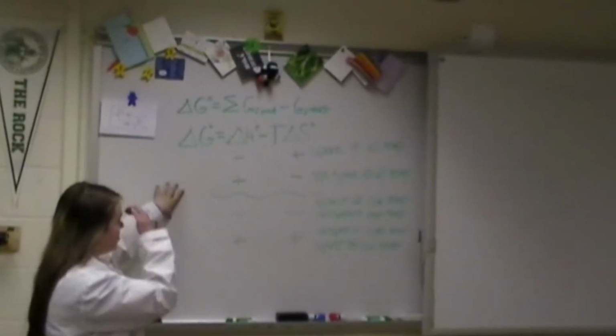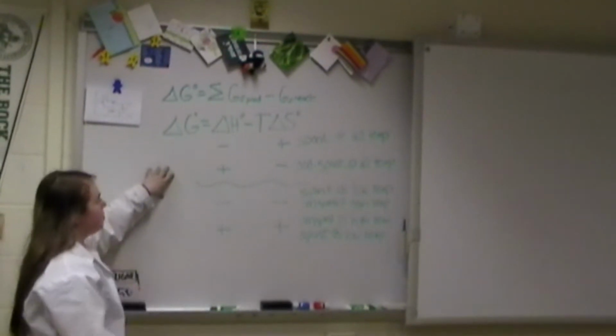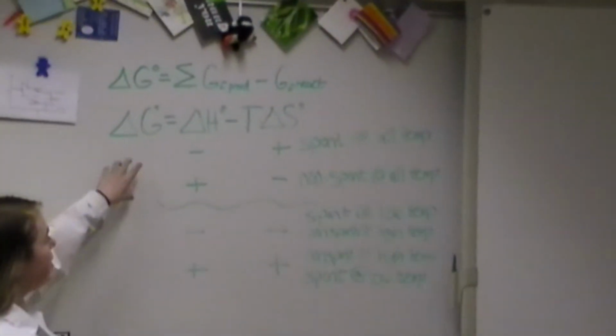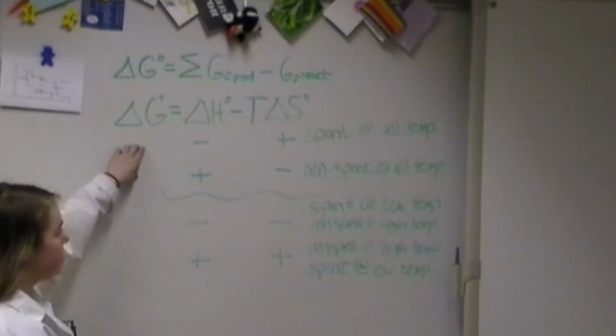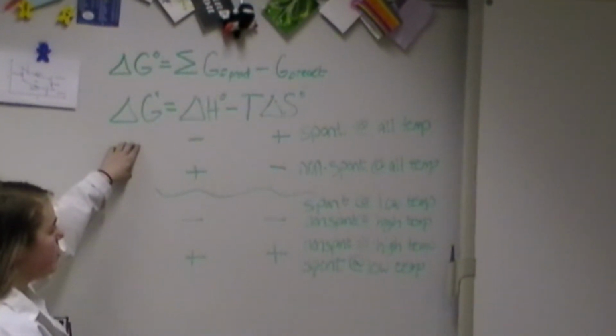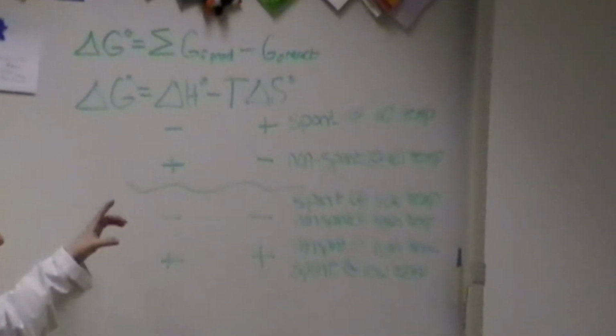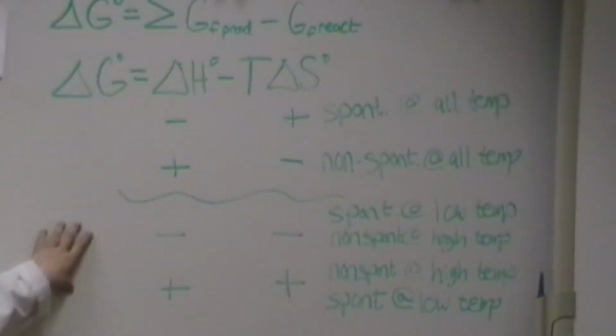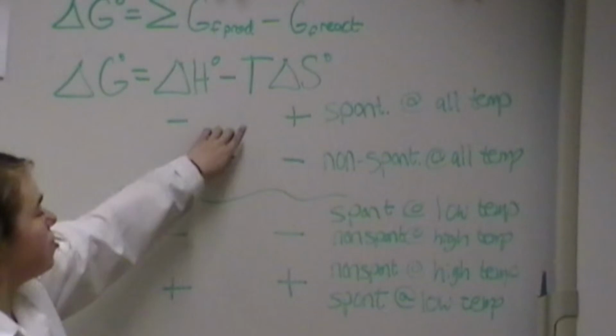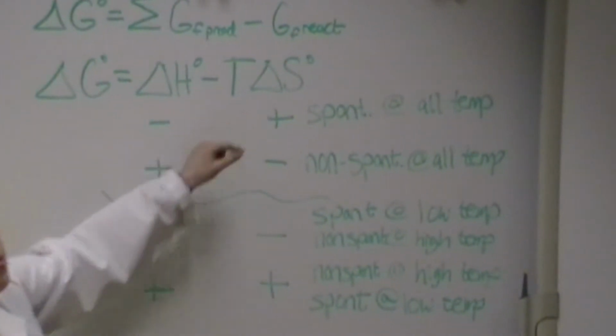This chart can be used to determine spontaneity for different enthalpy and entropy values. If you have different signs, then the reaction is going to be the same at all temperatures. But if your signs are the same, then you have to take into account the temperature because this affects how much entropy is going to change.